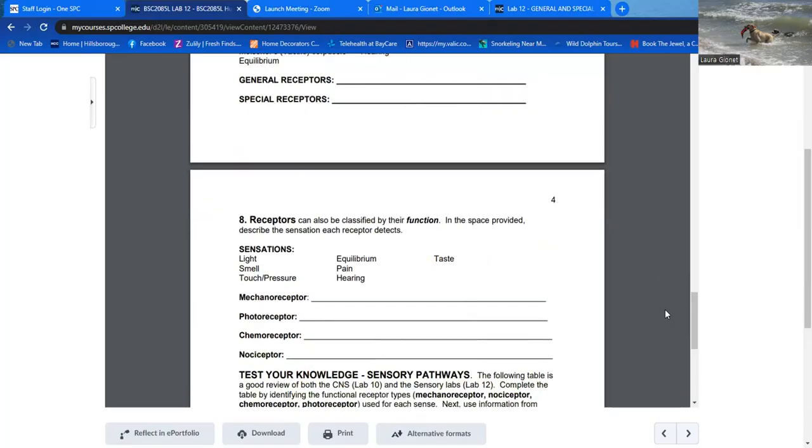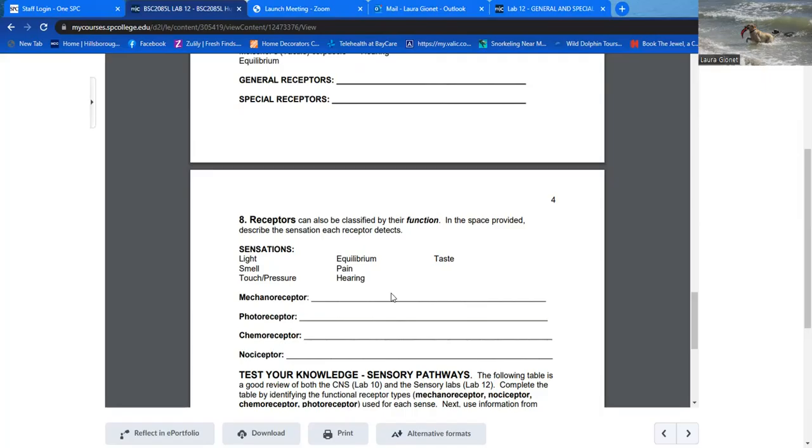So our receptors can either be classified by where they're located or what they respond to. That's what we're asking you here, classified by their function. In the space provided, describe the sensation each receptor detects. Okay, so you can put an M, P, C, or N next to these and then write them out, or you can list them on the line provided. In this case, I just put them on the line provided. The mechanoreceptors would be the pressure and touch.